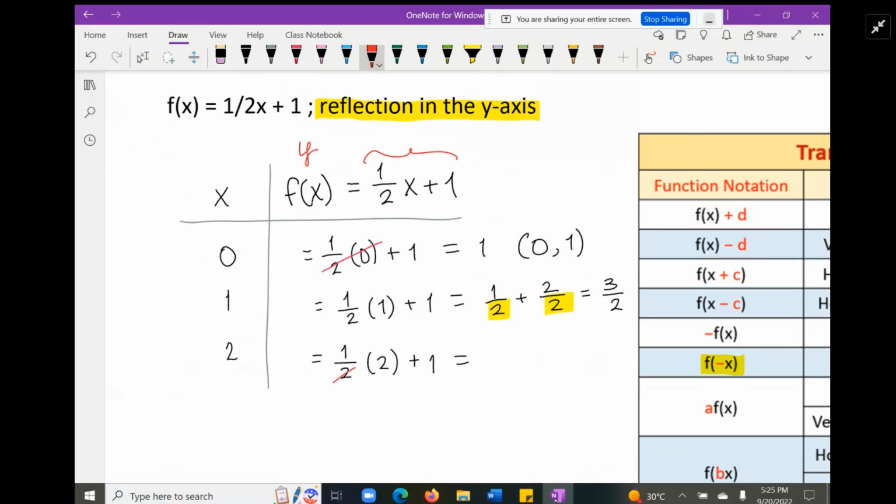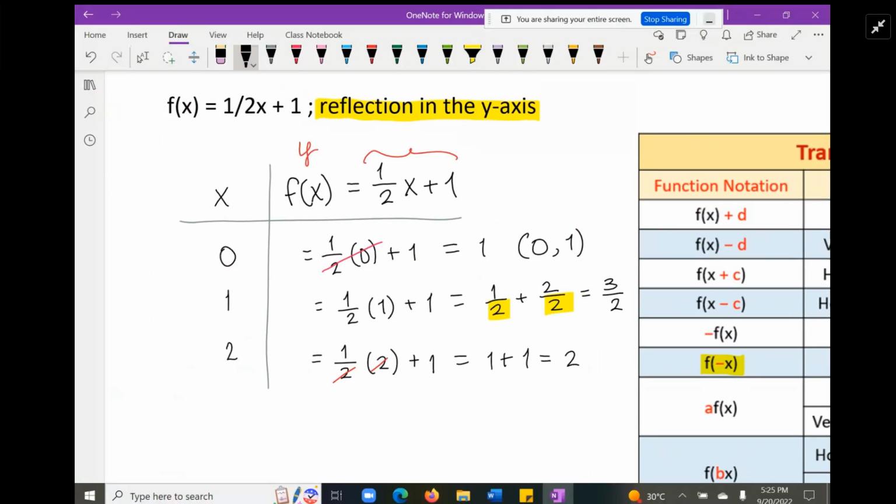Or you can think of it as the 2's cancel out, leaving the 1 on the top. And so we get 1 plus 1, which is 2. So here's 3 random points that we found for f of x. But this is just showcasing that you can pick numbers and plug them in to see what you get for those points. This is going to be crucial, though, because when we look at how it reflects, the numbers are going to look quite different, right?